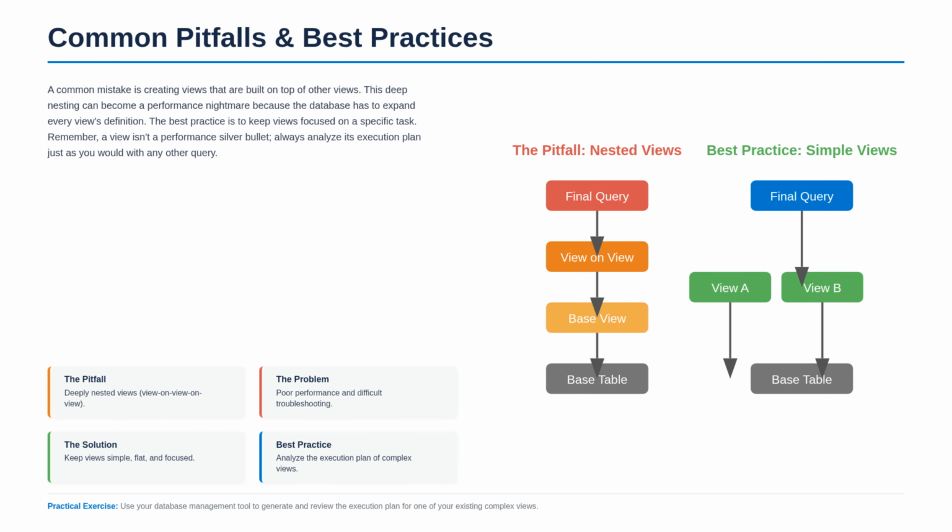A common mistake is creating views that are built on top of other views, which are themselves built on other views. This nesting can become a performance nightmare because SQL Server has to expand every view's definition. The best practice is to keep views focused on a specific task. And remember, a view is not a performance silver bullet. Always analyze its execution plan just as you would with any other query.